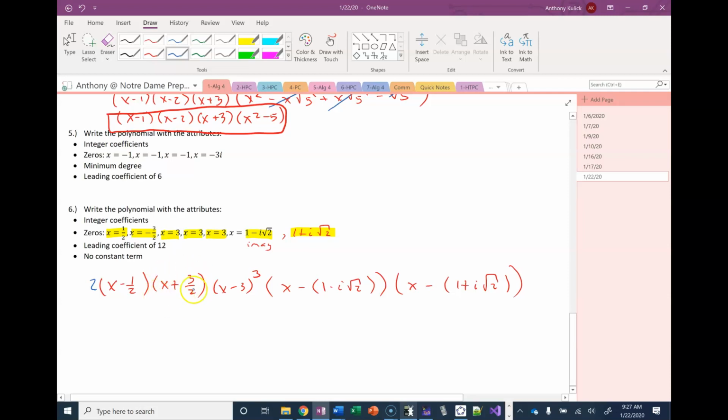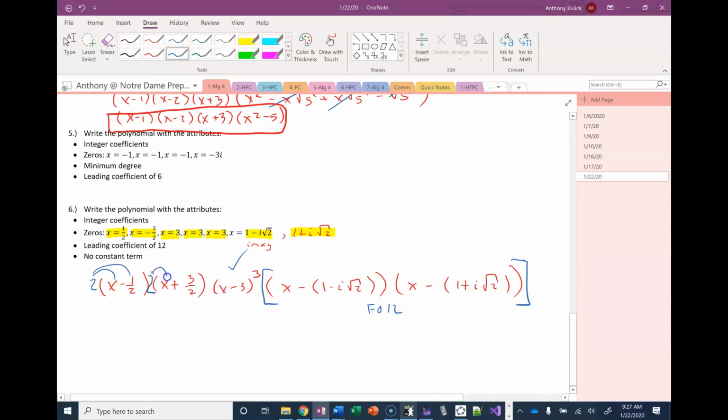If I look at x plus 3 over 2, oh no, again, I don't have integer coefficients. Well, to fix that, I'm just going to multiply that factor by 2. Again, when I distribute the 2 through, it's going to get rid of the 3/2, right? x minus 3, that's fine. These two, because they're conjugate pairs, I can just multiply them together and FOIL out, and that'll take care of that.